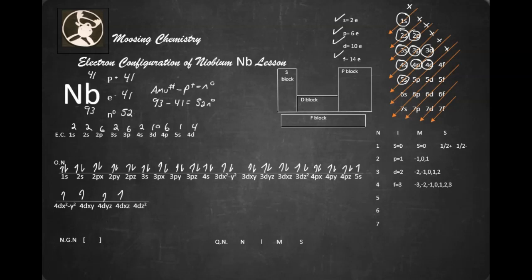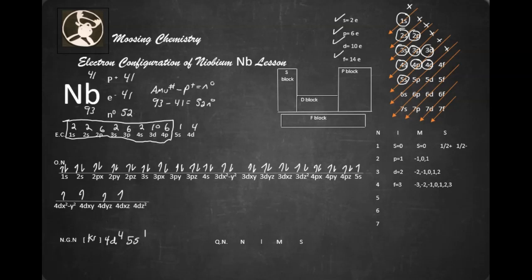Okay, let's look at our noble gas notation. So what's the nearest noble gas to Niobium? It's krypton. So we're going to put Kr in there. And krypton takes up everything. Everything. Its electron configuration ends in 4p6, right? So that's going to give us 4d4, 5s1.